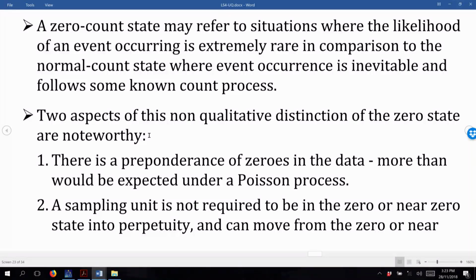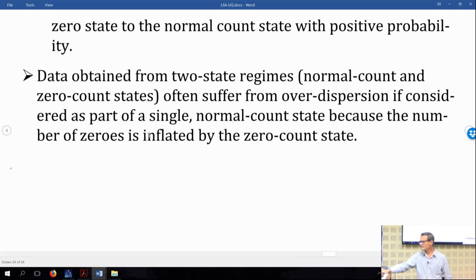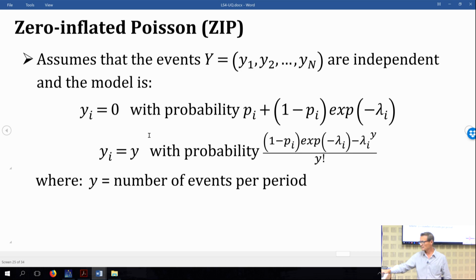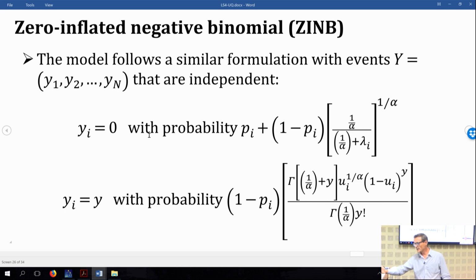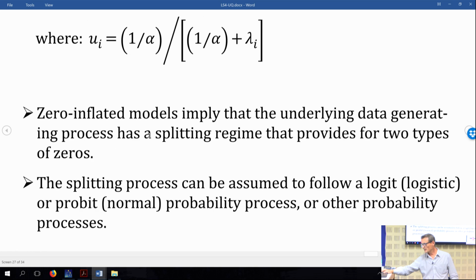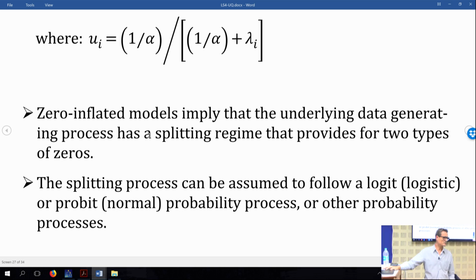Okay. So I've really said this, the zero inflated model is really a qualitative distinction, and you've got that in your notes. All right. So there's the form of the zero inflated model. It assumes that there are two different processes going on, a count process and the zero inflation process. Normally what we do is estimate a binary logit model as well as a count Poisson regression, so we do sort of a two-stage model. The splitting process is usually assumed to follow a logistic or probit normal probability process, and those are the two common ones.